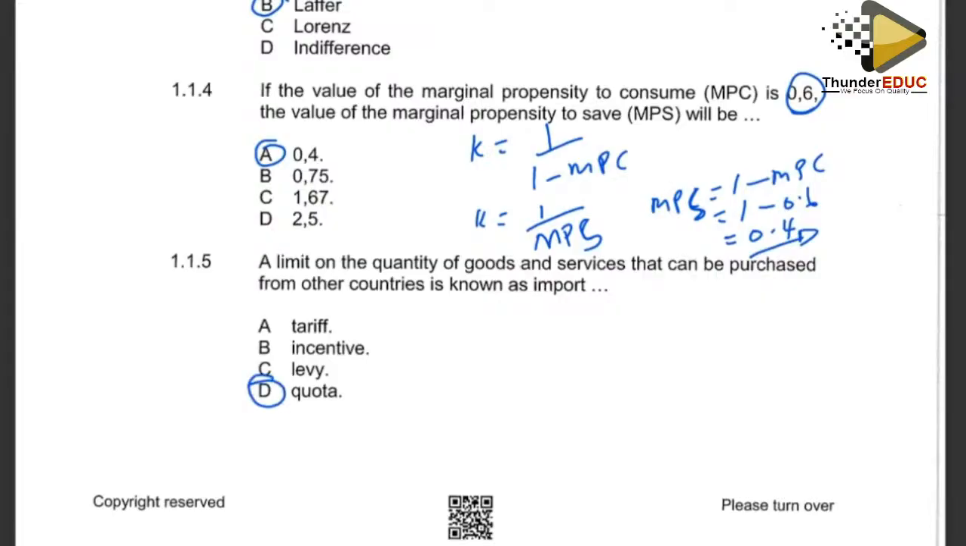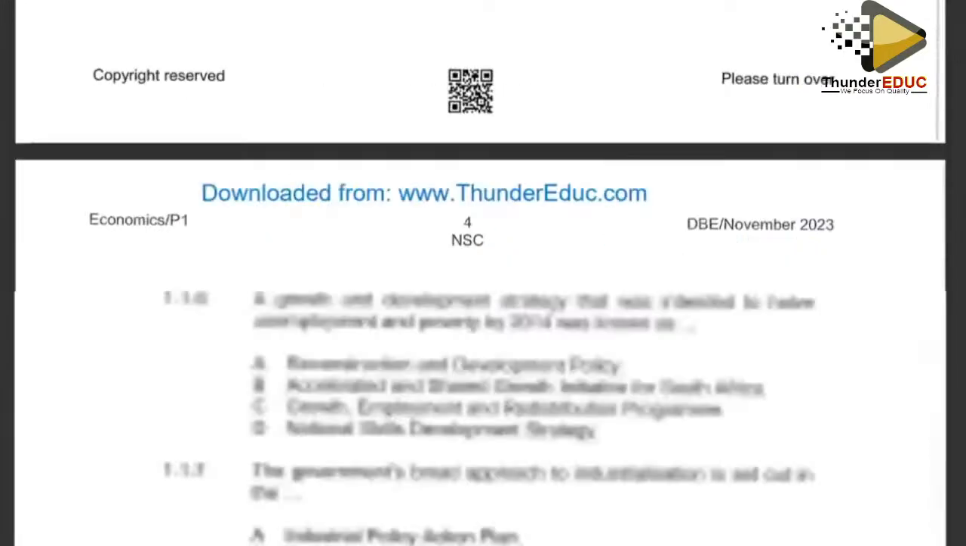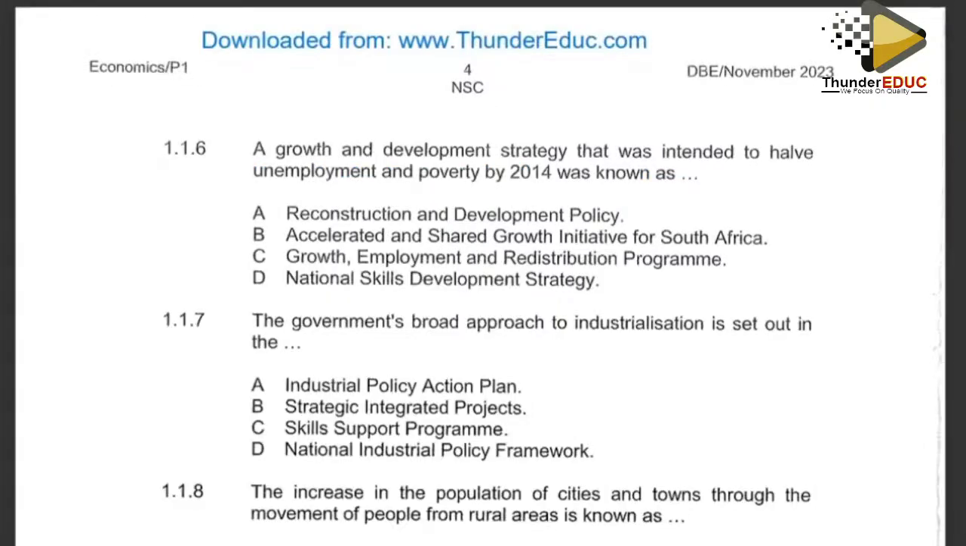Okay, right, grade 12. So now let's move on to the next question. Our next question, we have 1.1.6, and this 1.1.6 reads as follows. A growth and development strategy that was intended to halve unemployment and poverty by 2014 was known as. So in this regard, our appropriate answer is going to be B, which is Accelerated and Shared Growth Initiative for South Africa. So this is our appropriate answer in this regard, grade 12.